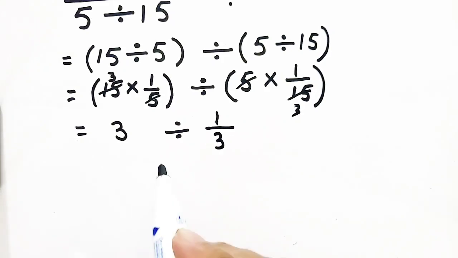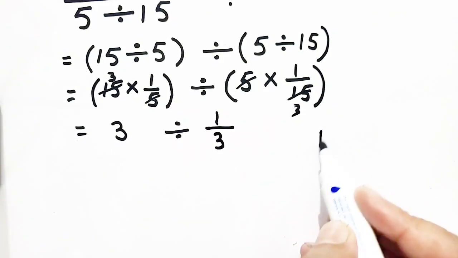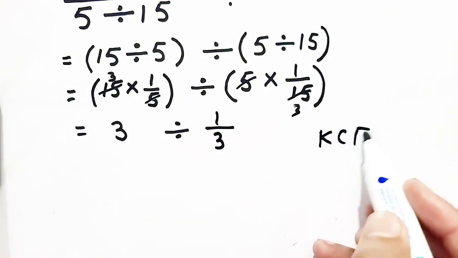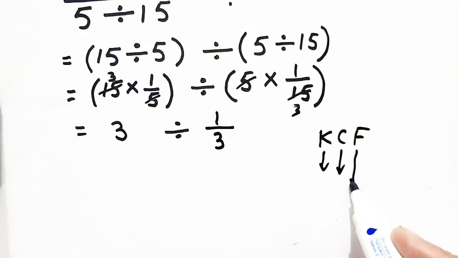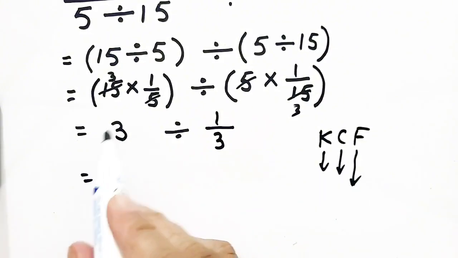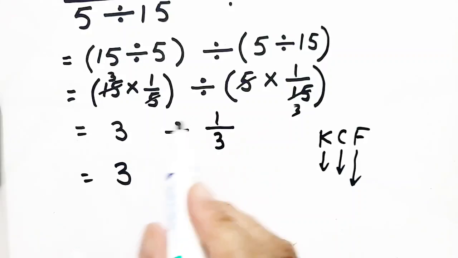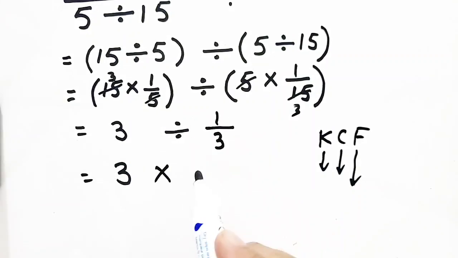Now again applied KCF rule. Keep, change, flip, keep it, change it, flip it. So the answer will be 9. 3 multiplied by 3 is 9, which is your answer.